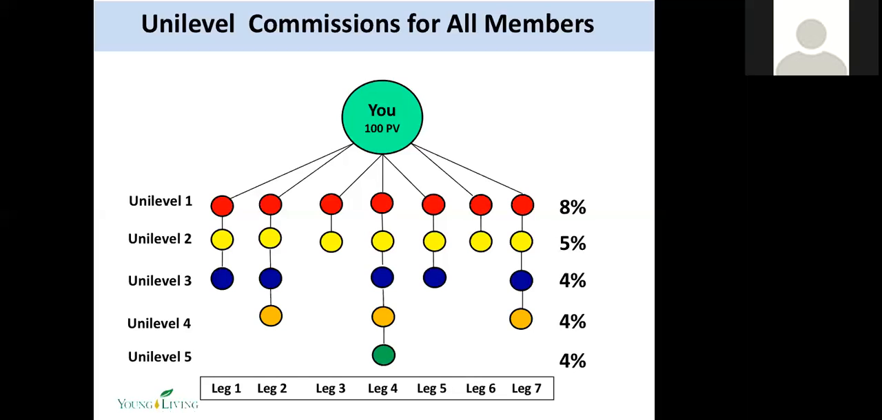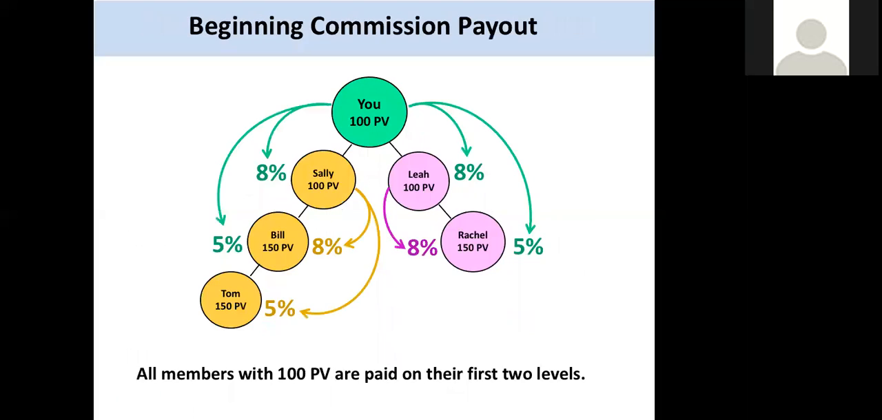So this particular slide just represents the percentages at the levels, and the 5 levels, which would be the maximum number of levels that Young Living would pay on. So let's go to the next slide, where we see the example of what that actual payout looks like.